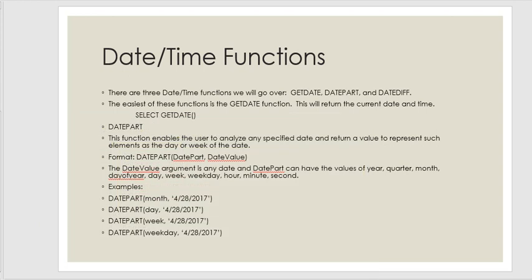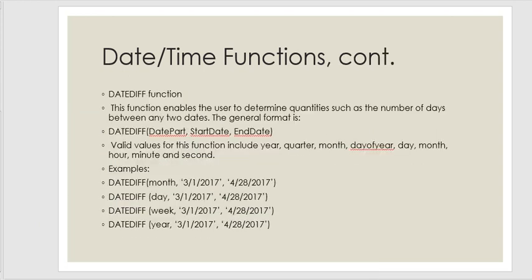The next function is very useful, especially if you want to determine how much time has elapsed between two dates, and that's your datediff function. You're going to have three values. You're going to have your date part, which is the value you're going to compare. Then you're going to have your start date and your end date. And you can use year, quarter, month, day of year, day, hour, minute, and it goes even to the second.